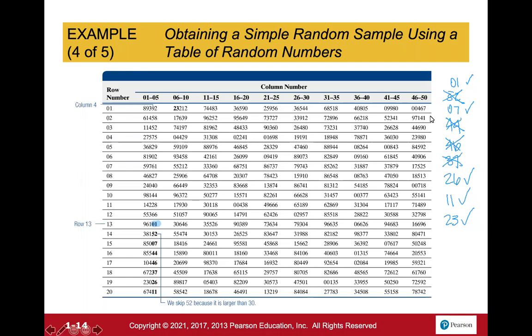And do we have any repeating numbers? So 1, don't have any other 1s. 7, we don't have any other 7s. Next one we could use is 26, don't have any other 26s, don't have any other 11s, and 23 is by itself as well. So that's going to be our list right there. Our list of clients is going to be the client representing 1, the client representing 7, the client representing 26, and the client representing 11 and 23. So those are our 5 different individuals.